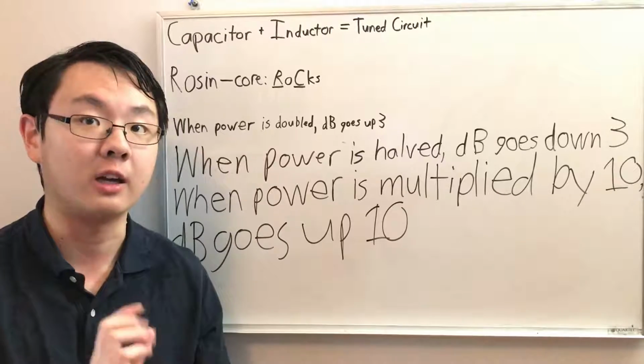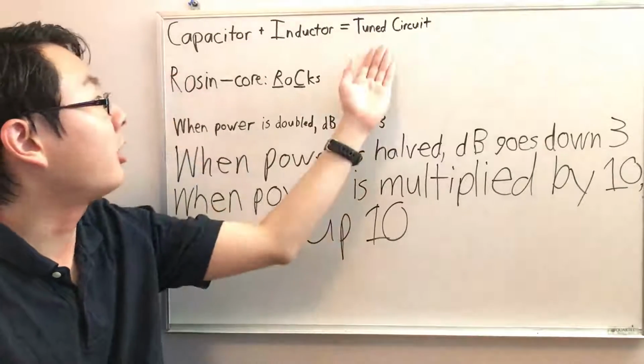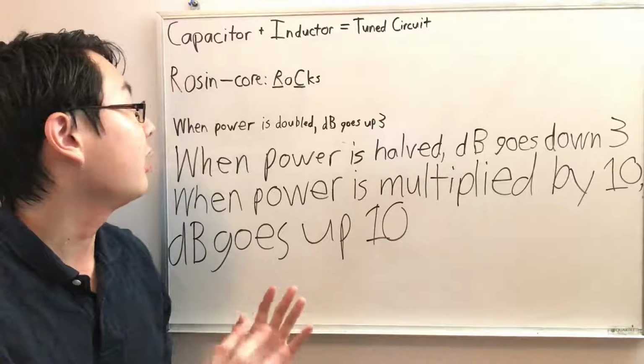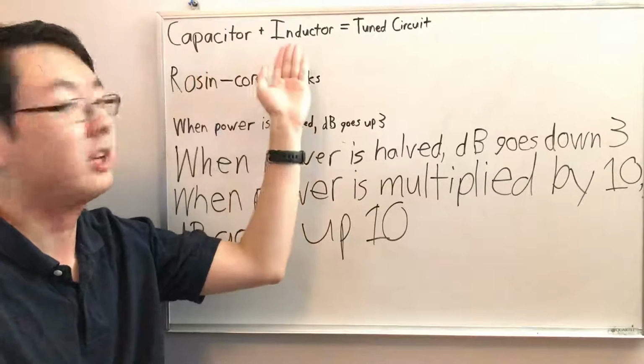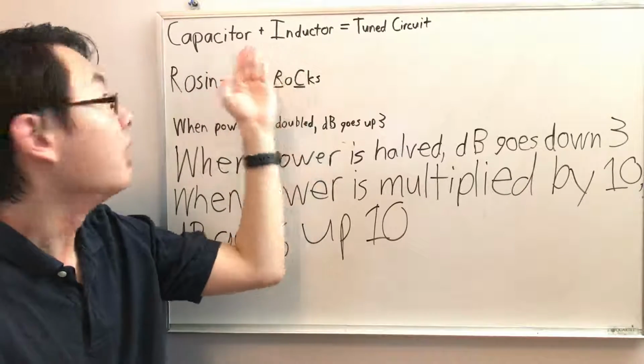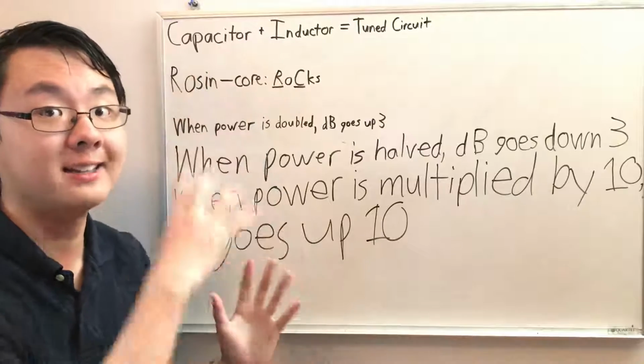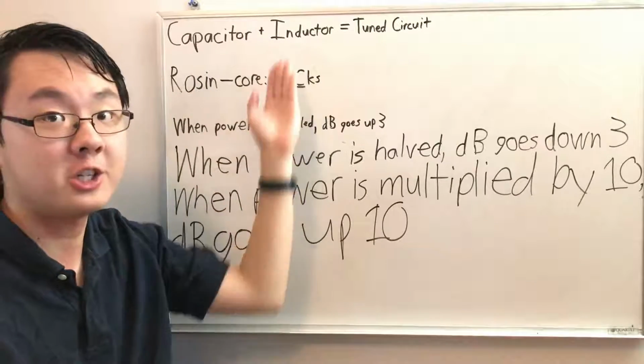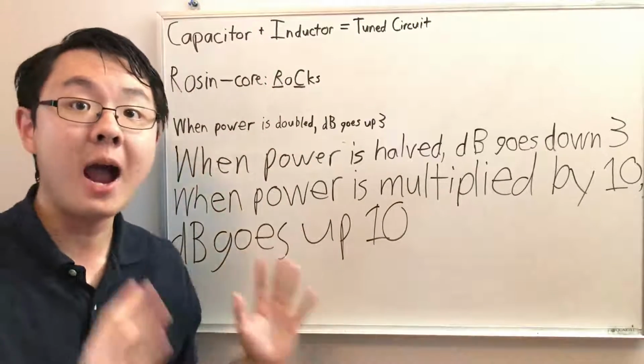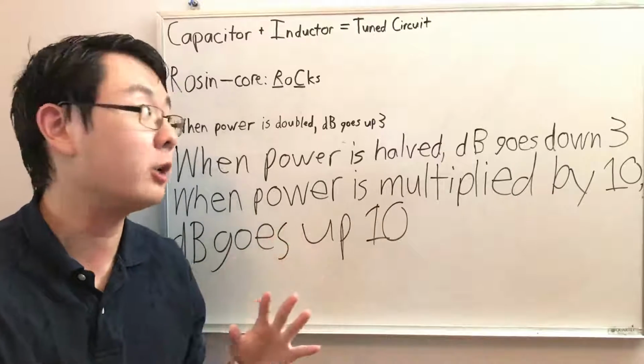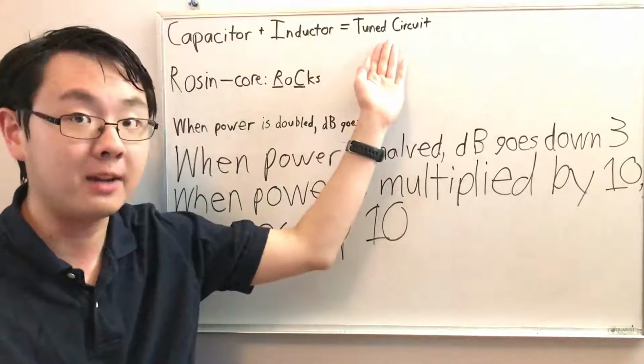simple resonant circuit. So what is a tuned circuit? A tuned circuit consists of a capacitor plus an inductor. Do you remember what these are? So the capacitor stores energy in an electric field. The inductor stores energy in a magnetic field. Now somehow, when you connect a capacitor and an inductor, you get a tuned circuit. And what does that mean?